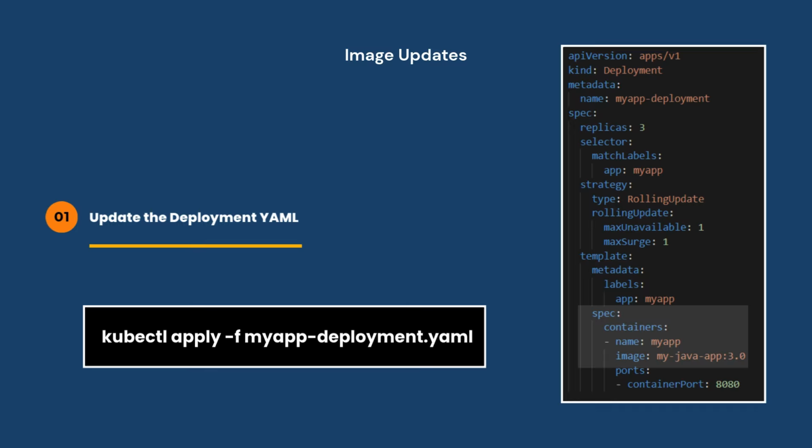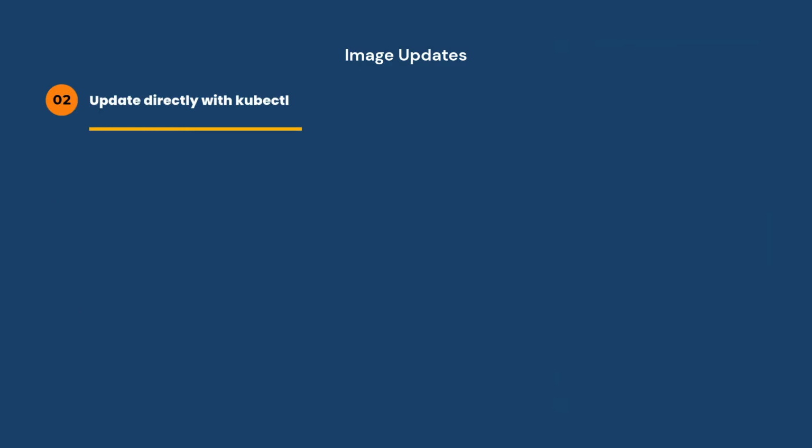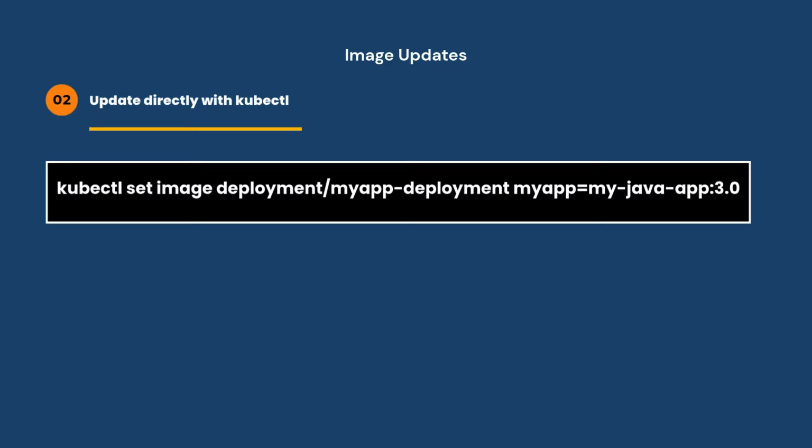Kubernetes will detect the image change, create a new replica set for version 3.0, and perform a rolling update with the maxSurge and maxUnavailable rules we saw earlier. Number 2, update directly with kubectl. Instead of editing the YAML, we can update on the fly with kubectl set image deployment my-app-deployment my-app=my-java-app:3.0.